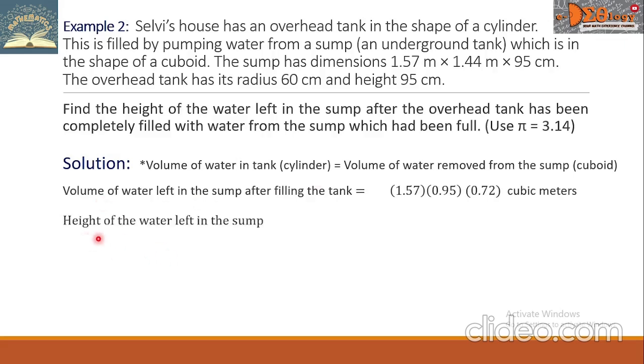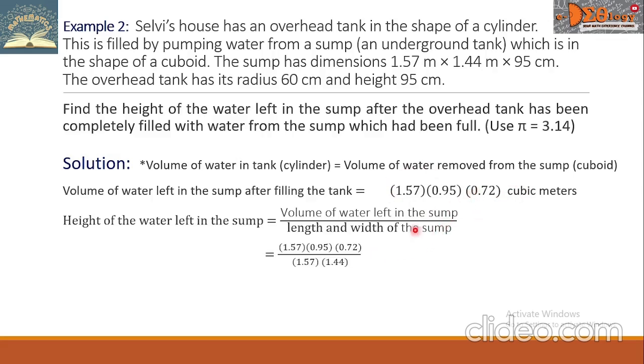Now let us go for the height of the water left in the sump. The formula will be volume of water left in the sump divided by length and width of the sump. In the numerator, we derive this value from the previous computation, so we substitute it here. While in the denominator, that will be length 1.57 times the width 1.44.